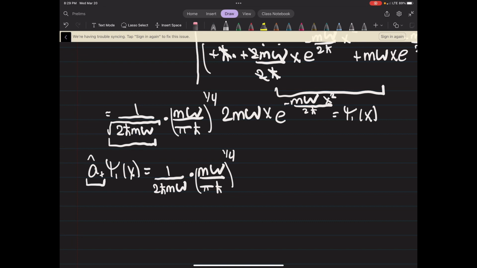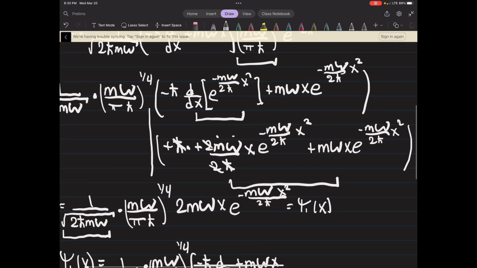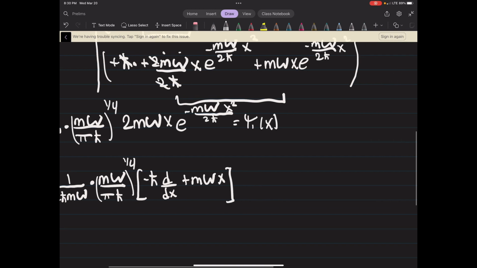That's not going anywhere. Minus h bar d by dx plus m omega x. And then times, what do we have left? 2 m omega x e to the minus m. I think my pen is hitting the mic, so sorry about that.